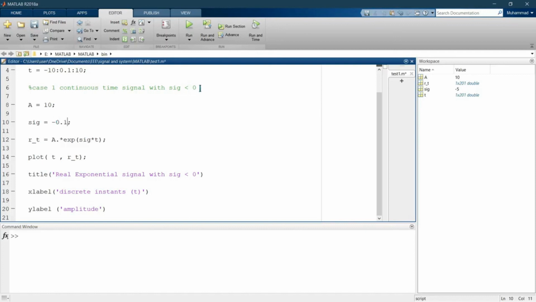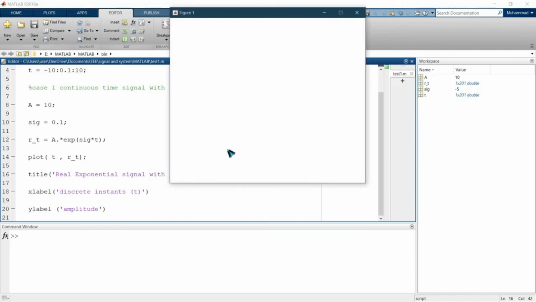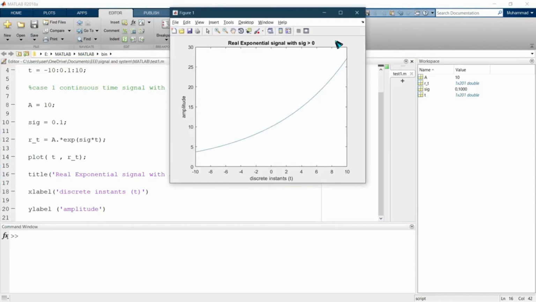Now we will look at the third case, where sigma is greater than 0. I will give sigma equal to 0.1. I will also change my title. The rest is the same. I will just run my code. As expected, we get a growing exponential signal, where at 0 it is equal to 10.